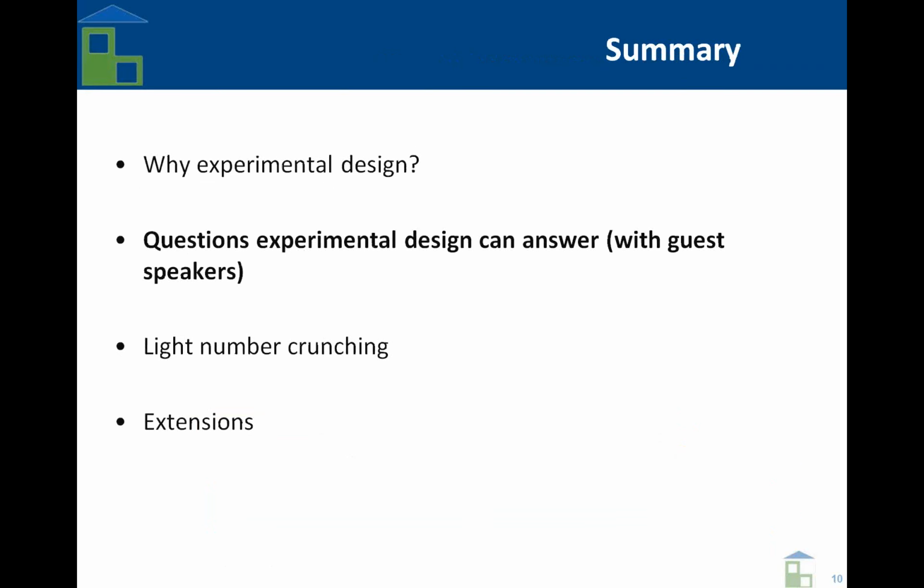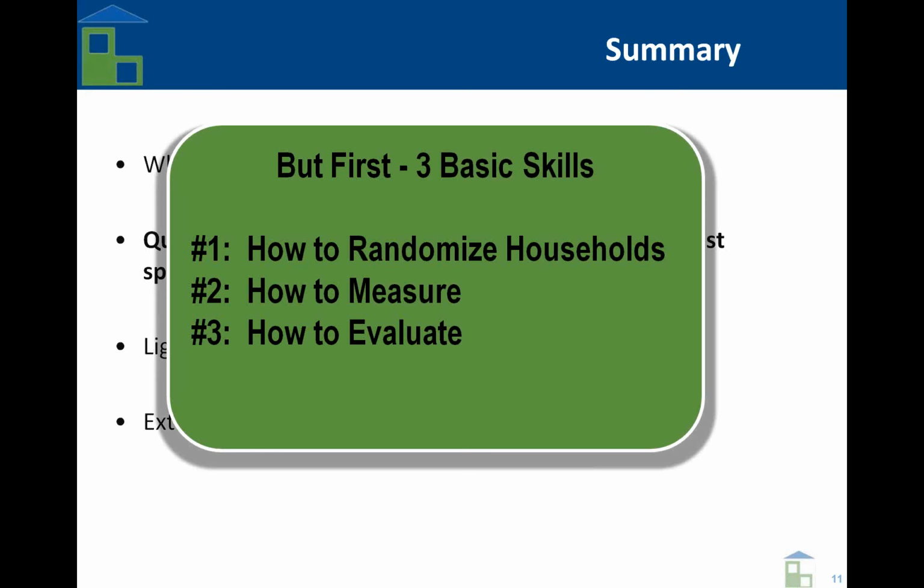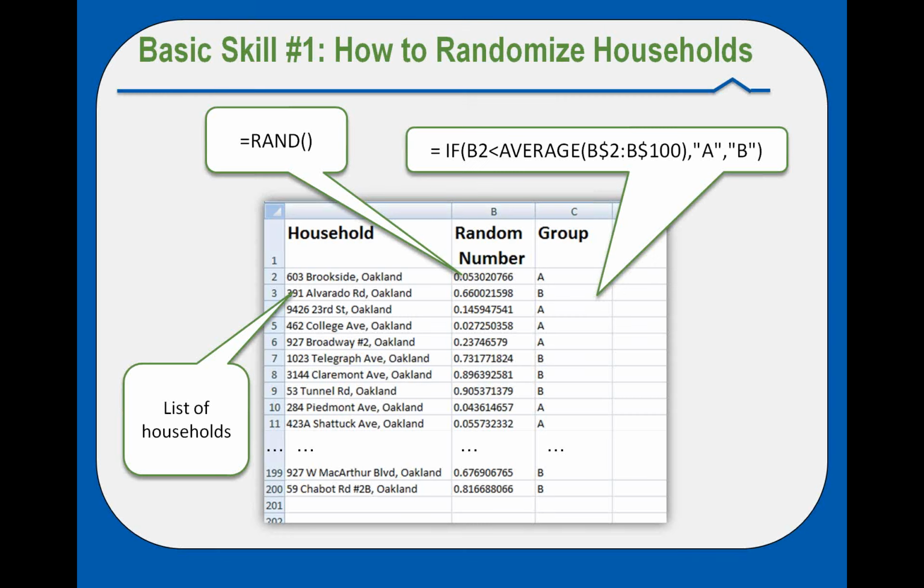Okay. So next I'm going to give a few examples of the types of questions that you might want to ask that experimental design can answer. But before I do, there are three important skills that I want to cover. Okay, so the first skill is how to randomize, or how to place households into two groups randomly. So as I'll demonstrate in a minute, it's really important that these two groups are truly random.